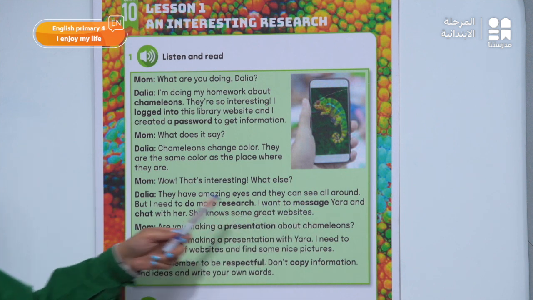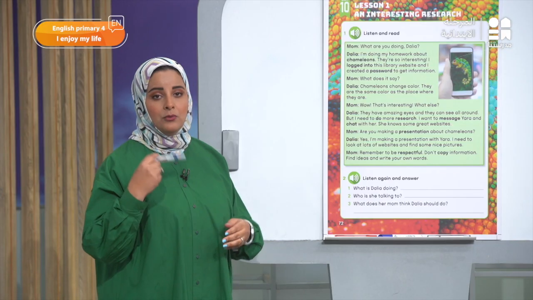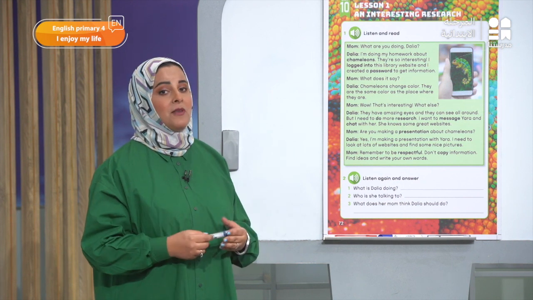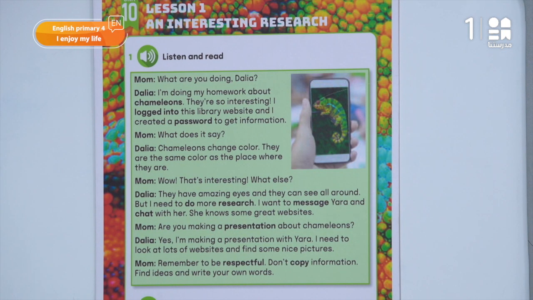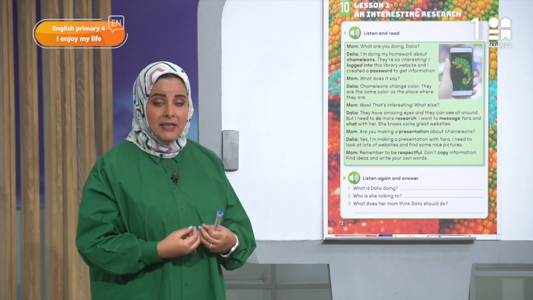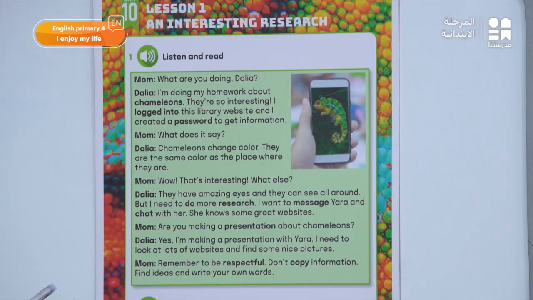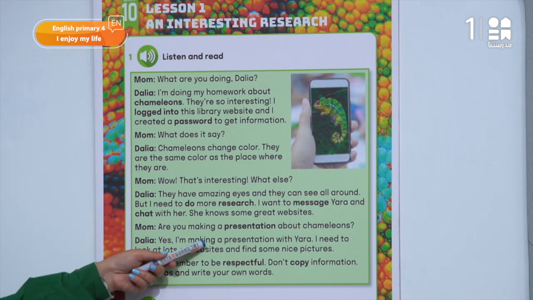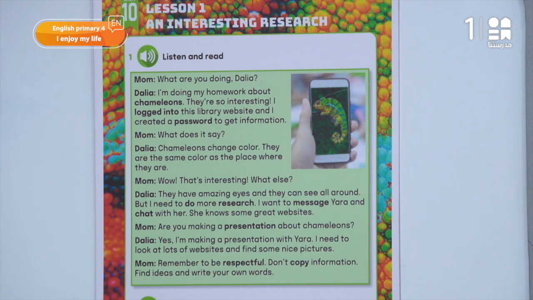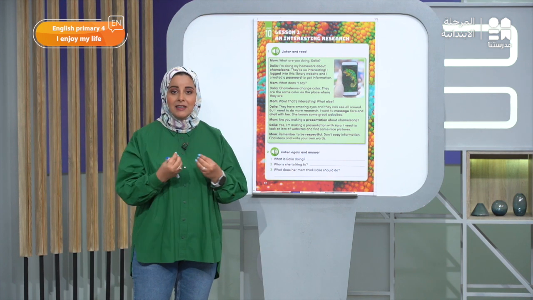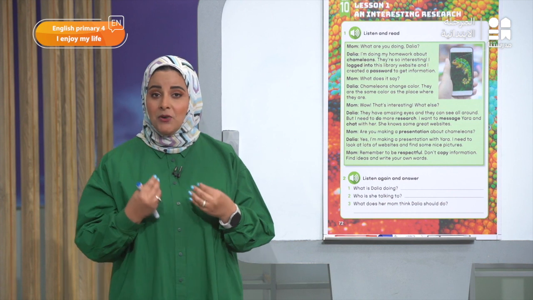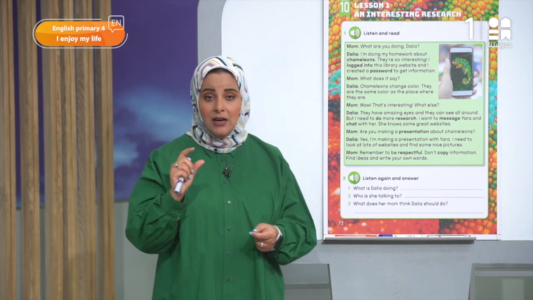I want to message Yara and chat with her. She will talk to Yara and chat with her about the chameleon and the interesting facts she found about chameleons. She knows some great websites. Yara will advise Dahlia on some websites that can help with her research about the chameleon. Mom: are you making a presentation about chameleons? Dahlia said to her, yes, I'm making a presentation with Yara. I need to look at lots of websites and find some nice pictures. To do research, I must make a presentation, meaning I will present the information I found. And so that my research looks nice, I shouldn't only write, I must add a picture of the thing I am talking about.